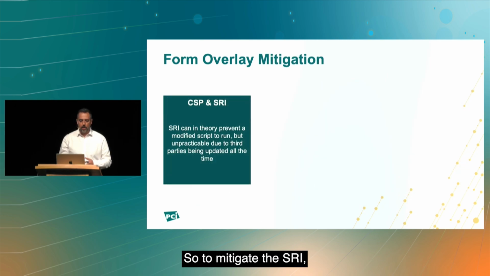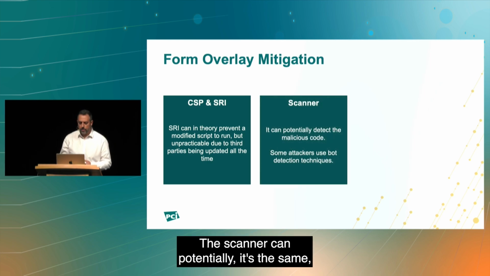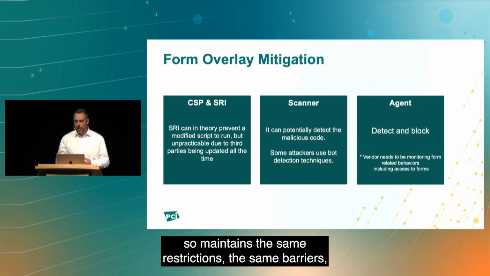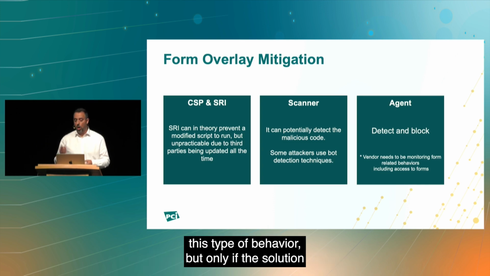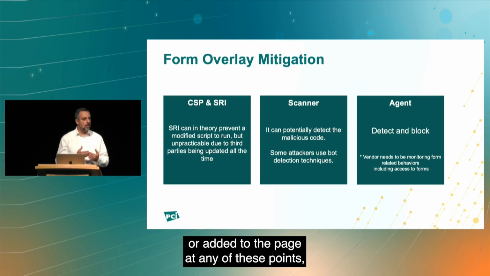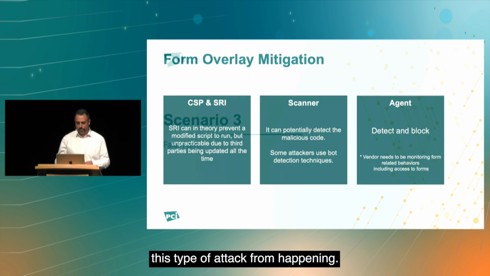So to mitigate, SRI basically maintains the same restrictions I've mentioned before. The scanner is the same, it maintains the same restrictions, the same barriers, and the agent is able to detect and block this type of behavior, but only if the solution supports monitoring of form-related behaviors, like restricting whether a script is able to create a new form or add it to the page. At any of these points, it's an opportunity to block this type of attack from happening.